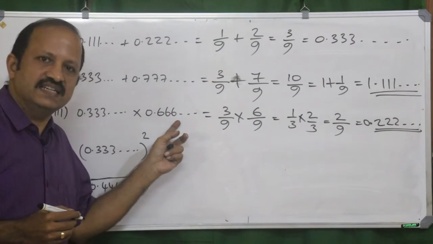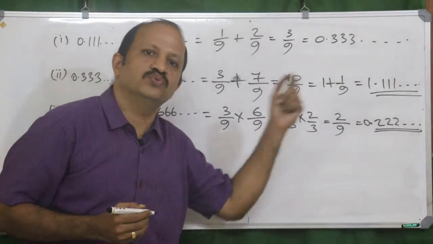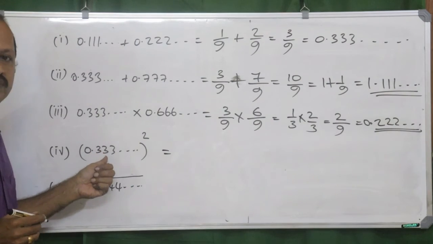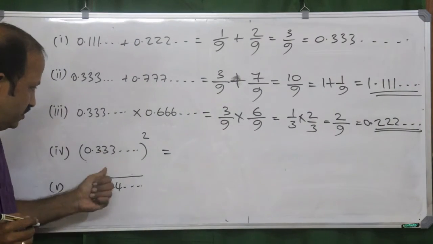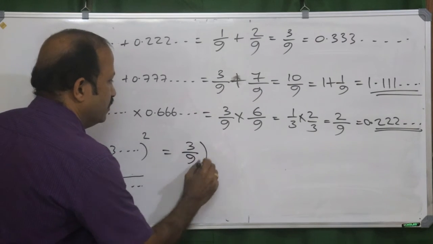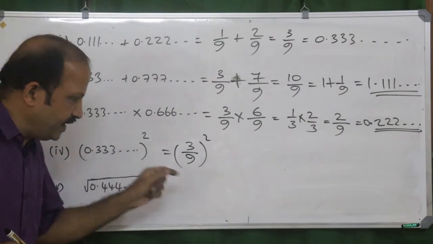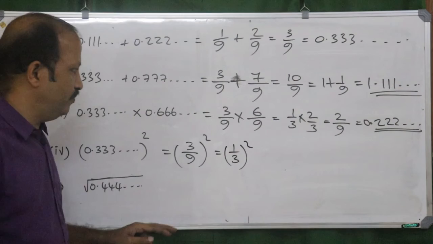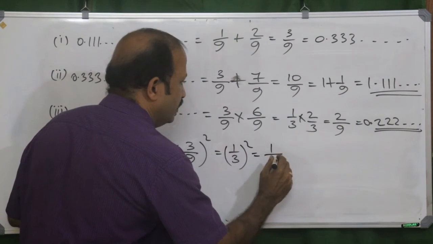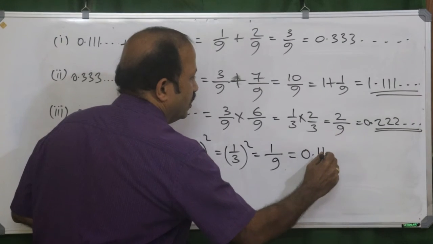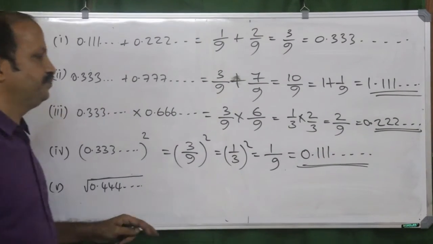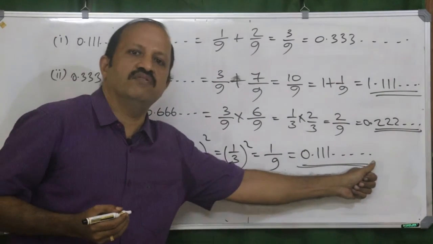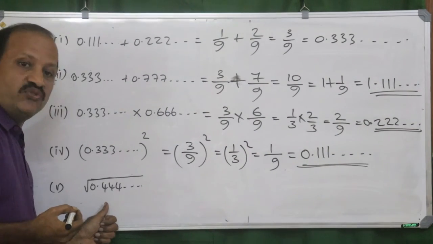0.333, etc. into 0.666, etc. multiplied, the answer we write is 0.222, etc. Then squaring 0.333, etc. whole squared. That is 3/9 whole squared. 3/9 can be reduced. That is 1/3. 1/3 squared, that is 1 square by 3 square. That is 1/9. And 1/9 is equal to 0.111, etc. So the square of 0.333, etc. is 0.1111, etc. Next is square root.